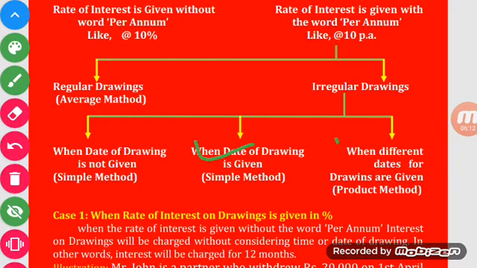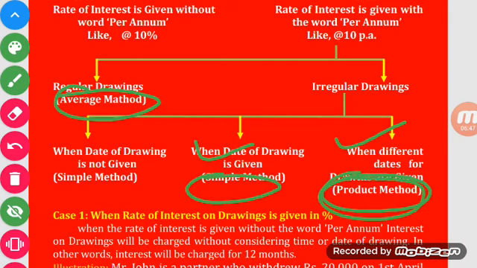And condition third: when different dates for drawings are given, because sometimes a partner withdraws amounts again and again from the firm for personal use. When different dates for drawings are given in the question, in such a situation the product method will be used for calculation of interest on drawings. So here a total of three methods are used: first is the average method, second is the simple method, and third is the product method.